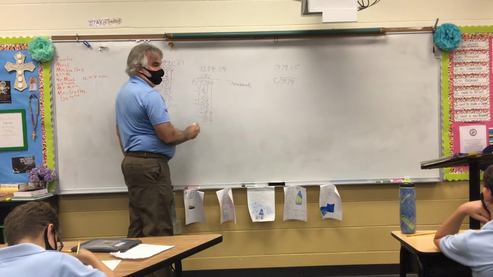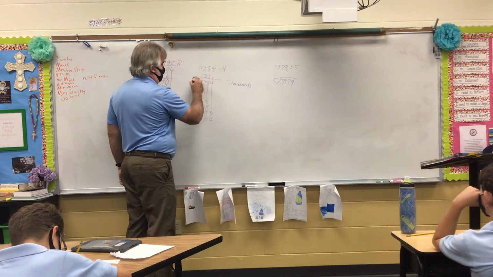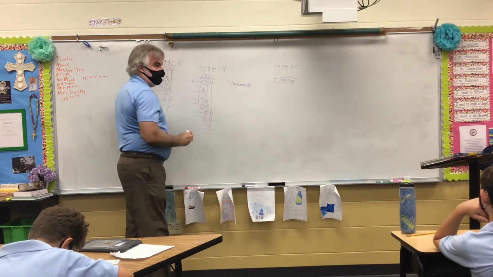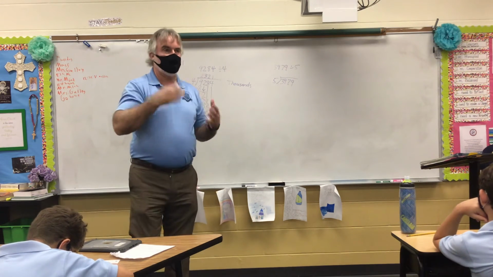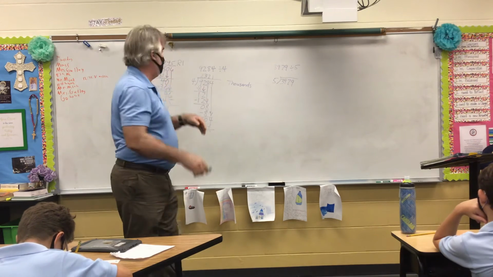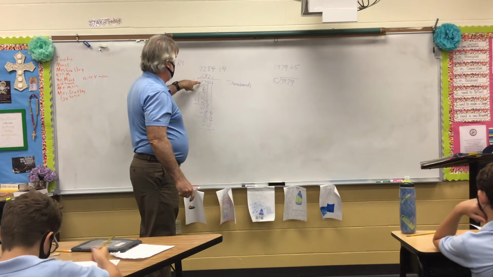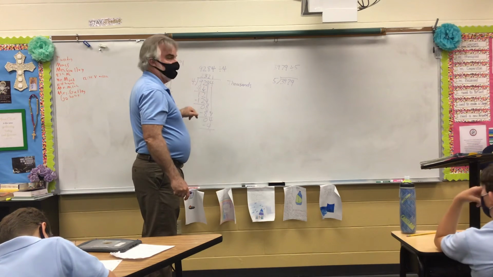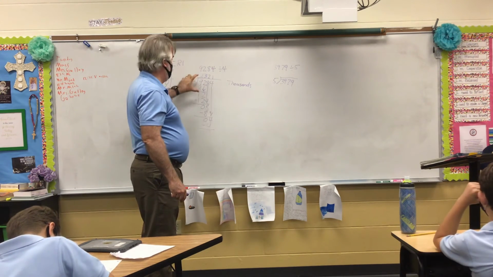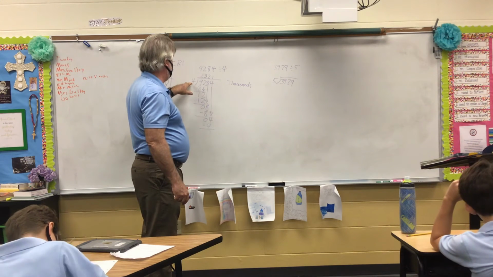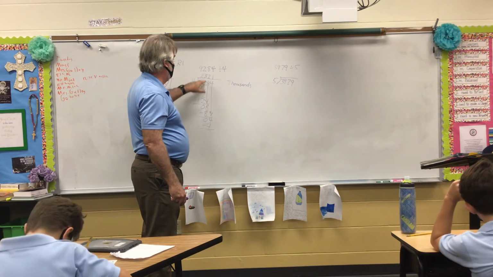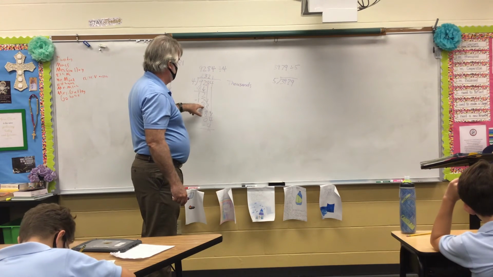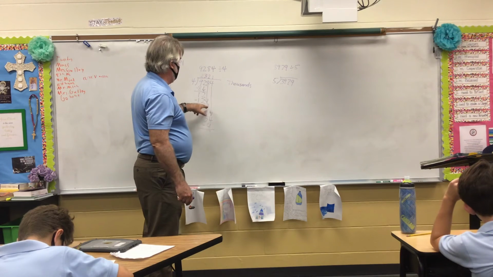4 goes into 4 one time. 1 times 4 is 4. Subtract, 0. Remainder 0. Do you notice how I do the same thing over and over? 4 goes into 9 2 times. 2 times 4 is 8. Subtract. Bring down. That was one cycle. Then I go to another cycle. 4 goes into 12 3 times. 3 times 4 is 12. Subtract. Get 0. Bring down.